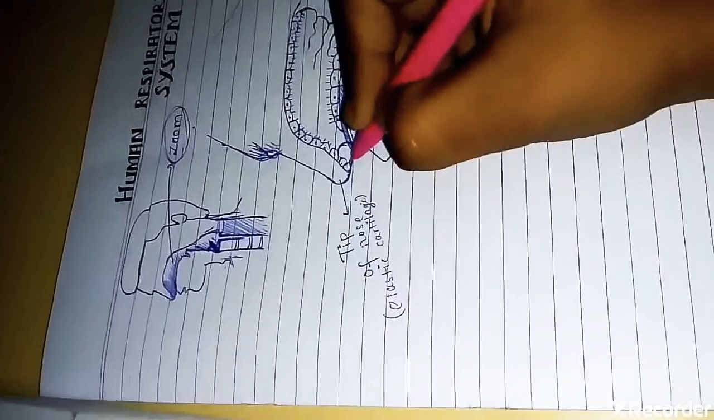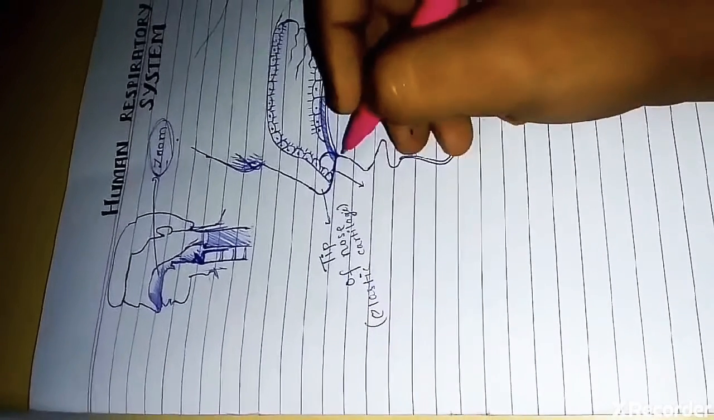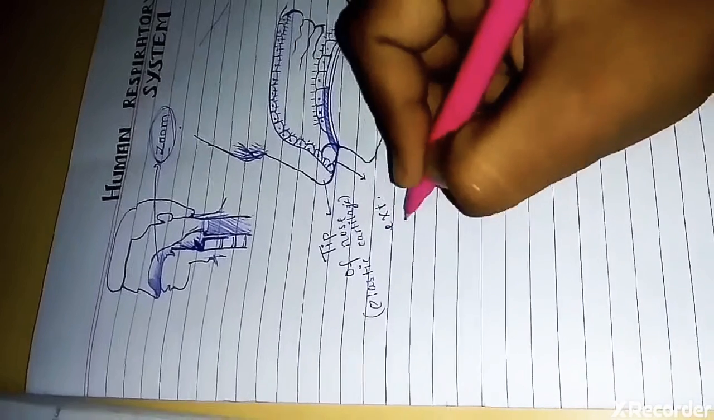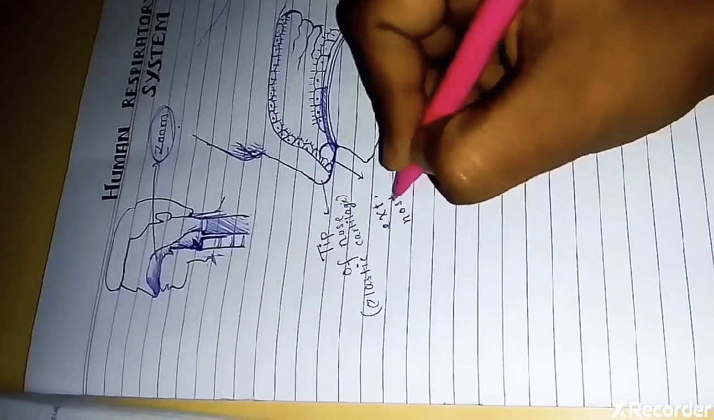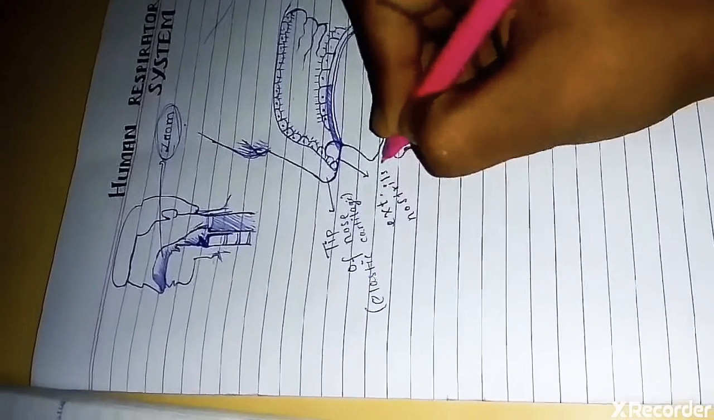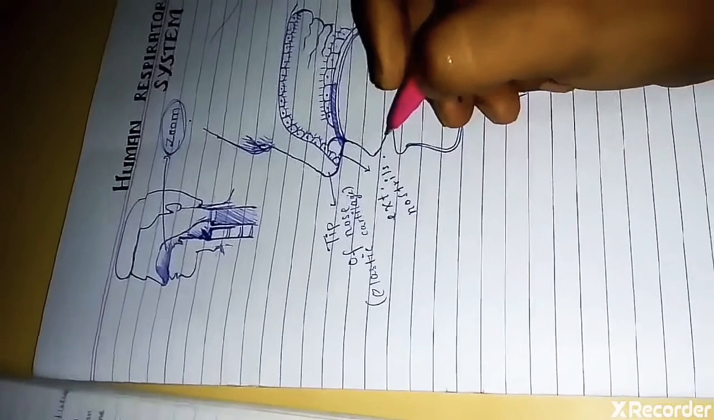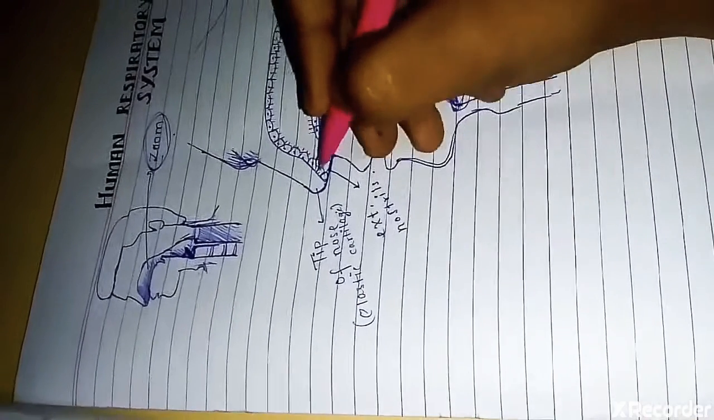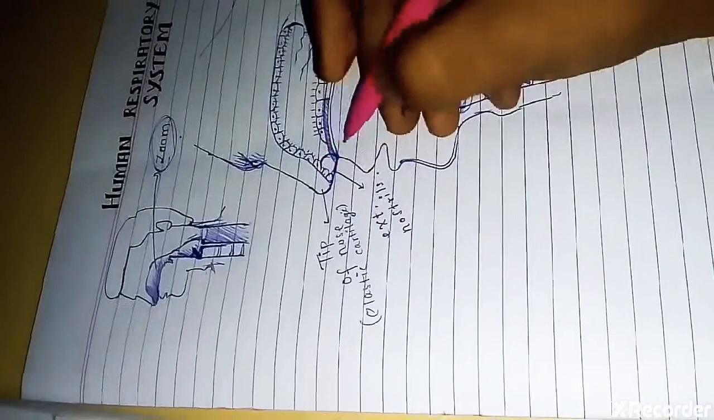And these holes through which air enters inside our respiratory pathway, these nostrils, are known as the external nostrils. Clear?